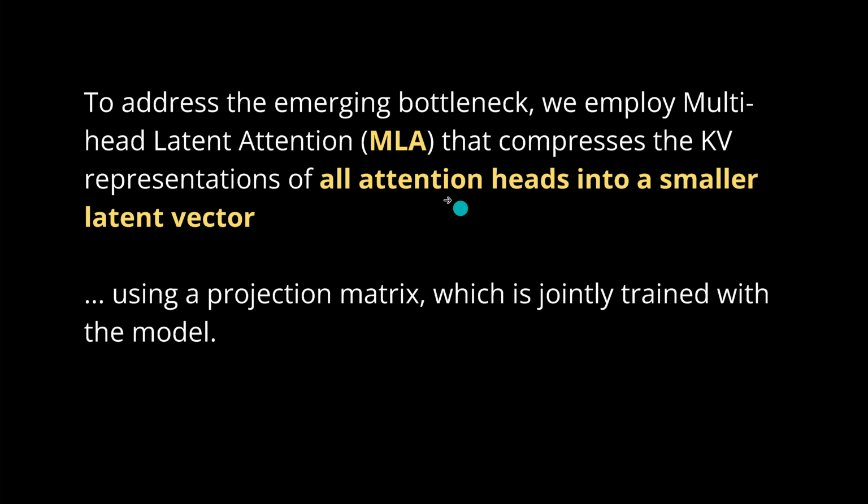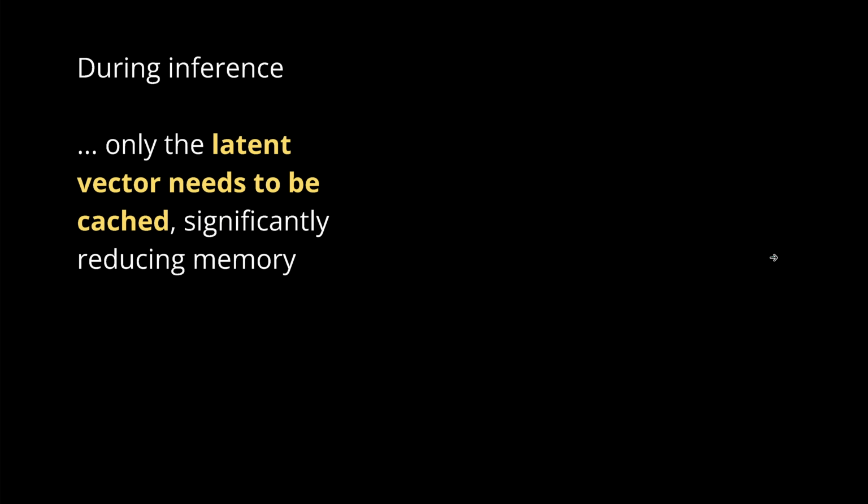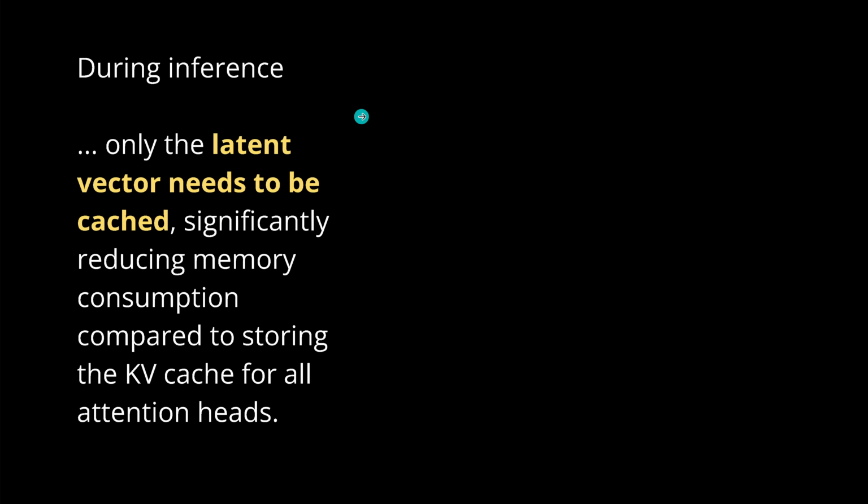As I told you, with our MLA, we now compress the key-value representation of all attention heads into a smaller latent vector space. We do this by using, in an intelligent way, a projection matrix, which is then jointly trained with the LLM. So during inference, we only use the latent vector.